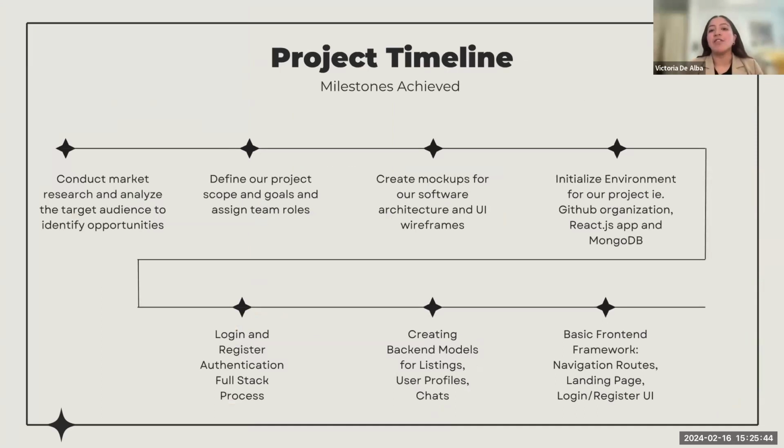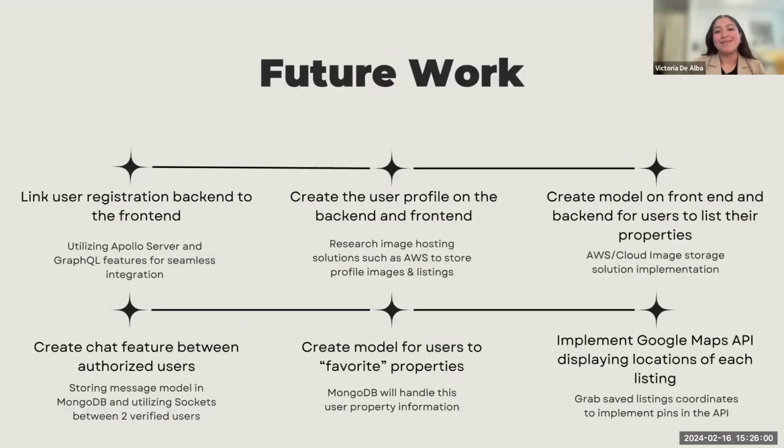Next, let's discuss our project progress. The initial milestone we achieved was defining our project goals, developing user flows, and stories to begin development. Milestones in development include login and registration authentication, creating backend models such as listings, user profiles, etc., and a basic front-end framework. Our future work involves creating both front-end and back-end models. We are using Apollo Server, GraphQL, MongoDB, and researching hosting solutions like AWS for profile images and listings.